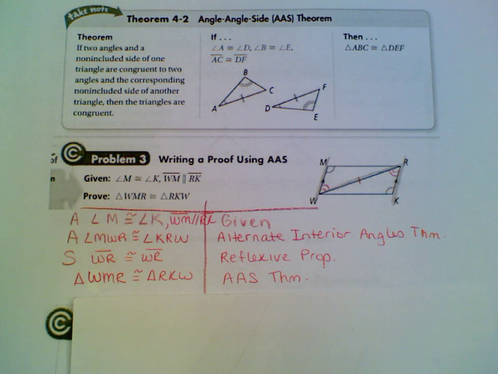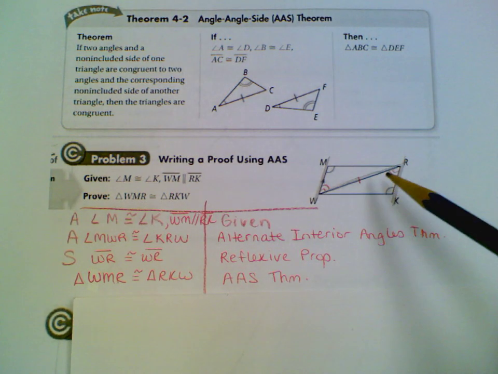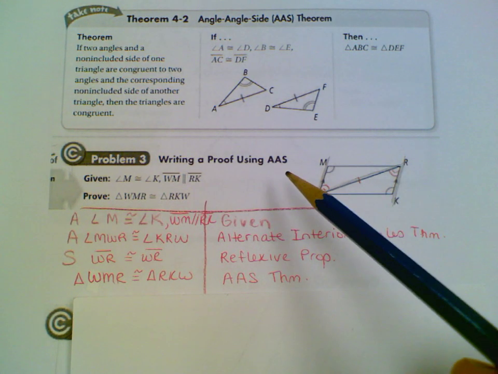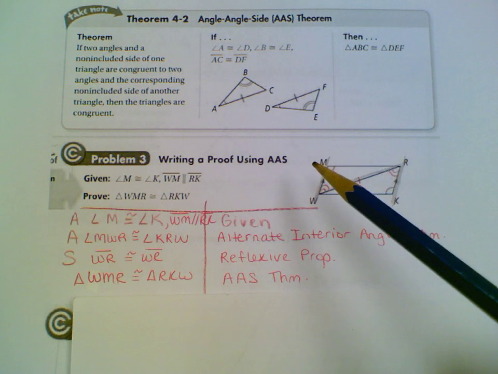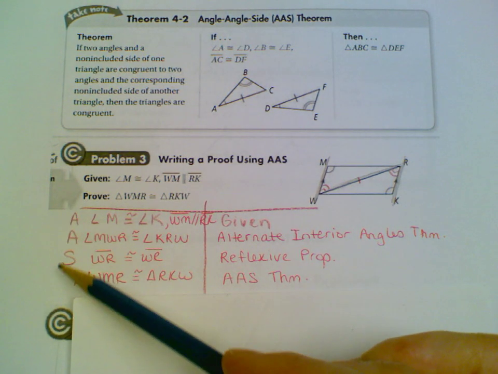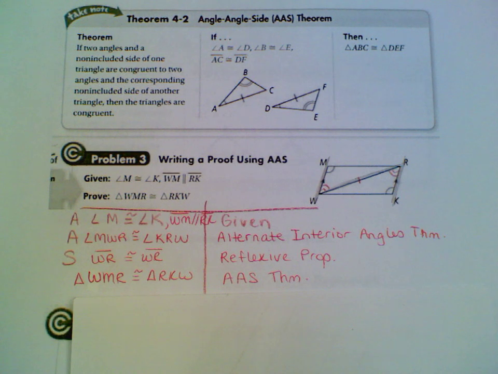So when you're setting up your proofs, you want to go to your picture and try to find the things that you know to fit angle-angle-side, angle-side-angle, side-side-side, side-angle-side. So make sure you're fitting it and then putting it along the side so that you can set it up.